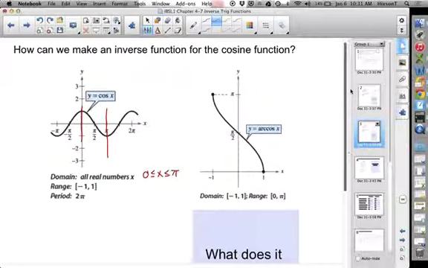Isn't that just taking the first one and flipping it over the line? It is. It's flipping it over the line y equals x. So the point 0, 1 becomes the point 1, 0. And the point pi over 2, 0 becomes the point 0, pi over 2. And the point pi, negative 1 becomes the point negative 1, pi.